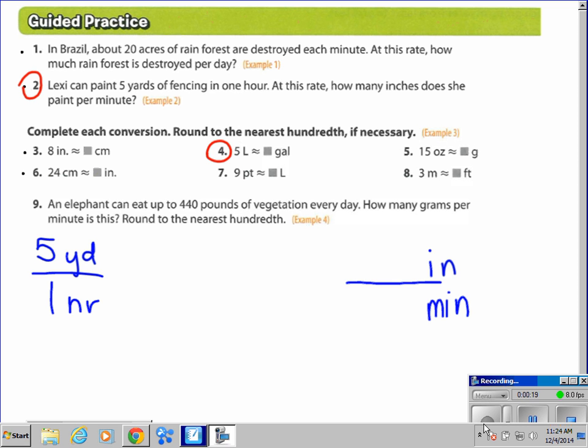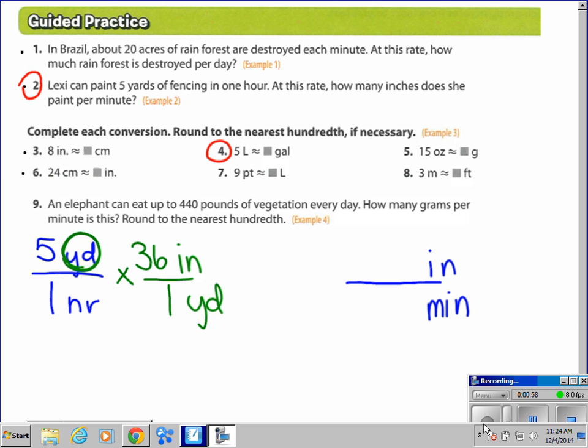Okay. So first off, if I want to change my yards to inches, I'm going to multiply, and I want the yards to be diagonal. And what do I want the yards to become? Yes, inches. Okay, now, how many inches are in a yard? Well, how many inches are in a foot? Yep. 12. And there are 3 feet in a yard, so how many? 36. So let's write that down. 36 inches in 1 yard.